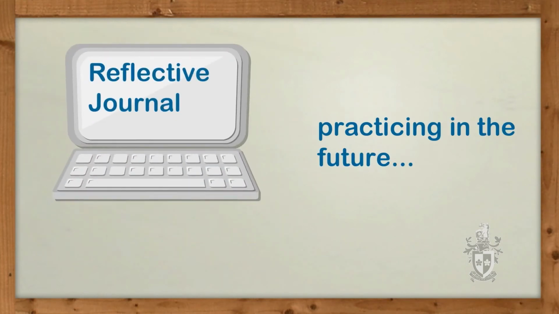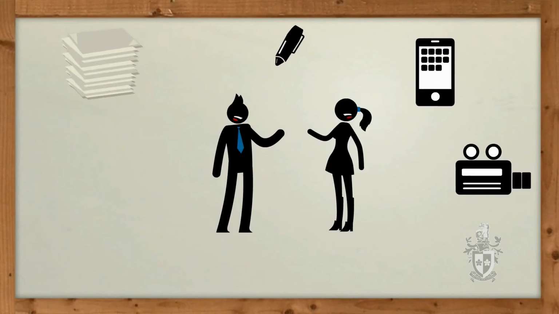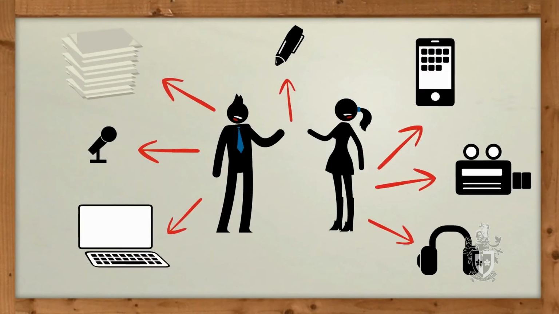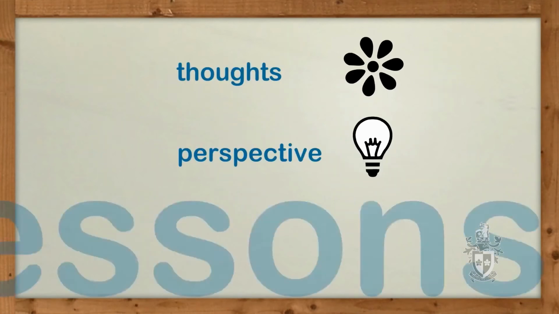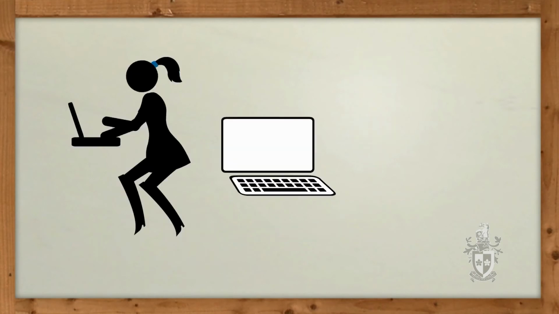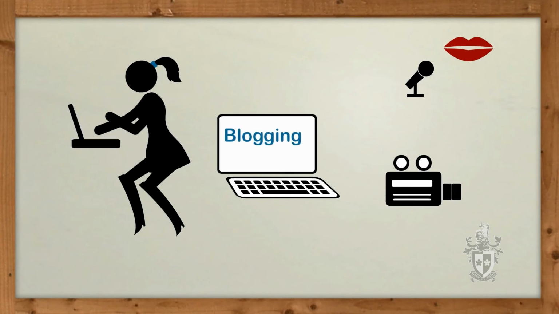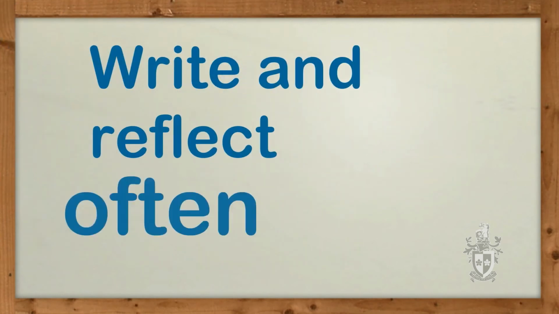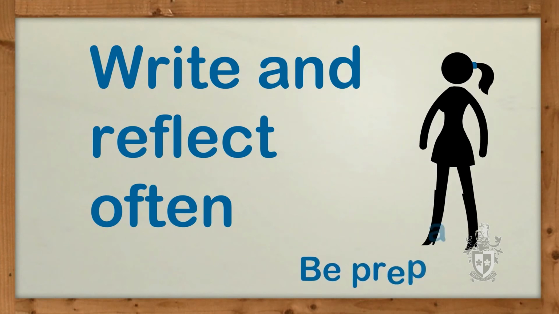So, how can you start a reflective journal? This is always the toughest part of any reflection assessment task. It is a good idea to begin a habit of documenting your thoughts, perspectives, and lessons learned on a regular basis. You might do this through writing in a journal or blog, through recording your thoughts on audio, or videoing yourself. The main point is to do it regularly so you are prepared for the assessment.